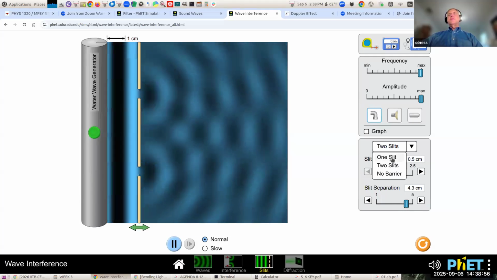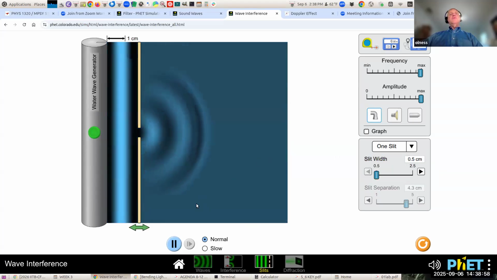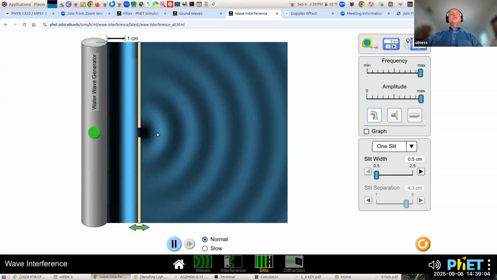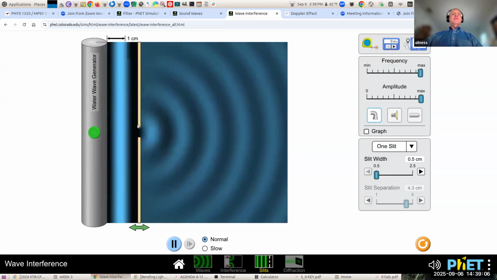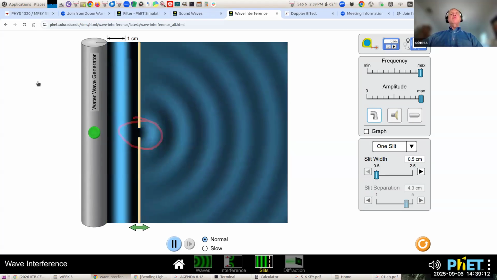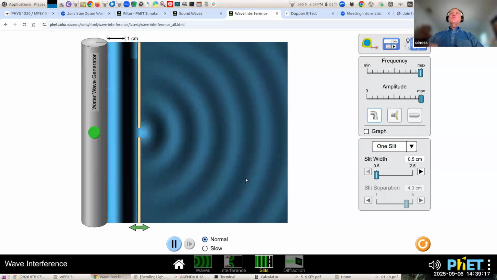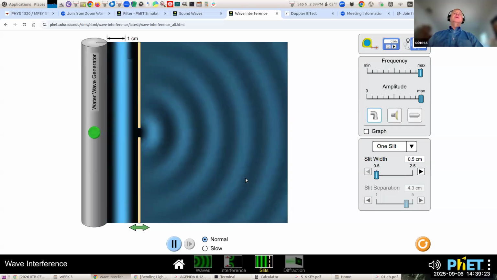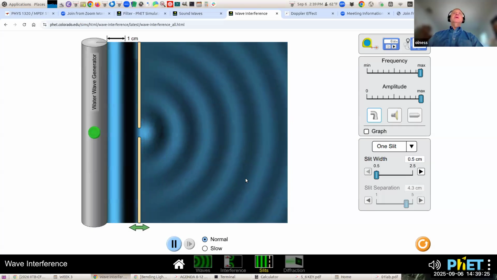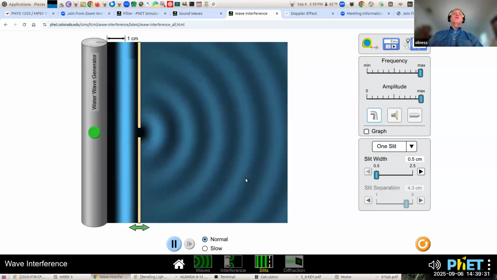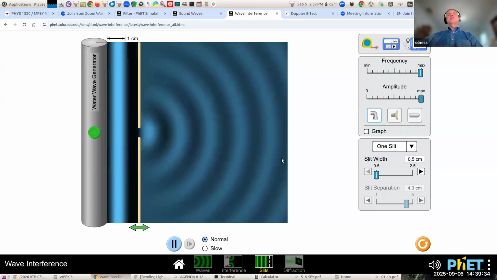Let me go to one slit. With one slit, what's rather interesting here is the waves don't just go straight through. In fact, if I have a small opening, in this case a rather small opening, that looks like a point source, and the waves spread out in all directions. In terms of sound waves, that means sound waves can bend around corners. So if you're sitting in a classroom down the hall and the front door is open, the sound waves can actually come in the front door and go around corners and get to you because of this diffraction phenomenon.